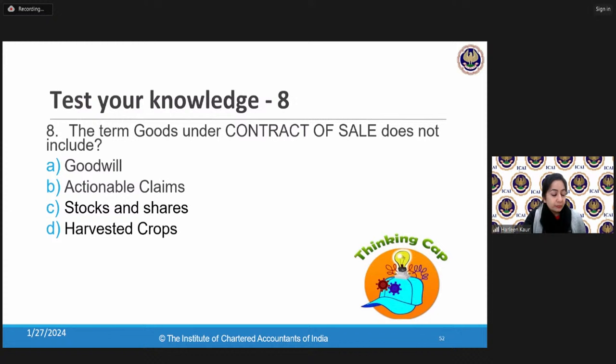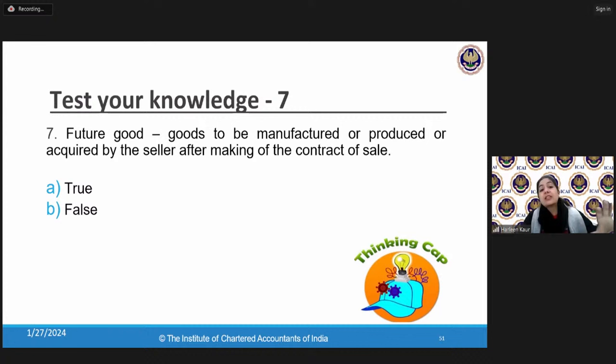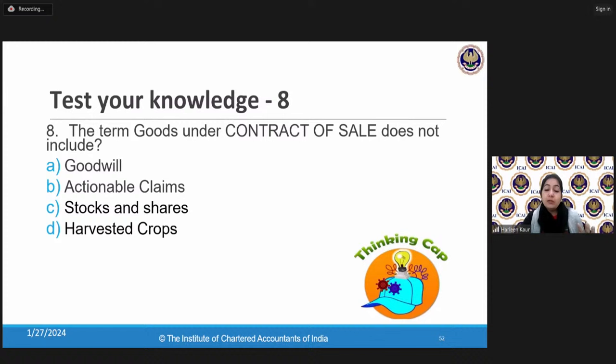No, Avdhut, it is like if future goods are to be manufactured or produced after. So that is the definition of future goods. It is not asking you whether it is sale or not. It is asking you whether the goods are manufactured after the sale has been made. So obviously in future goods, we always have an agreement to sell, but that is the definition which was to be cleared over there. All right, question number 8. B point is absolutely correct.